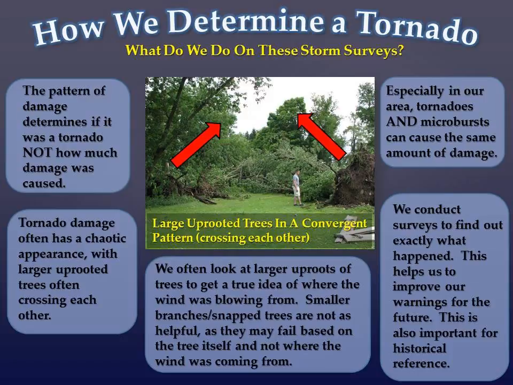So how do we determine a tornado after the storm occurs? Well, we use the pattern of damage to determine if it was a tornado or straight line winds. Notice in this example how large uprooted trees are falling together in a convergent pattern. They're crossing each other. This on its own does not necessarily tell us that a tornado occurred, but it is a bit of evidence which points in that direction.